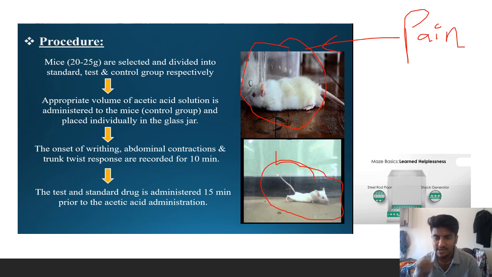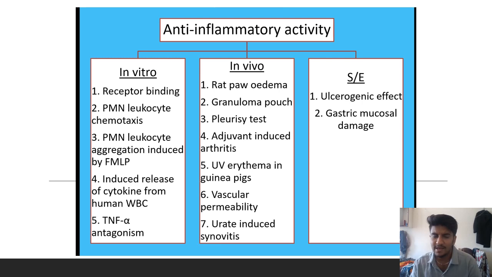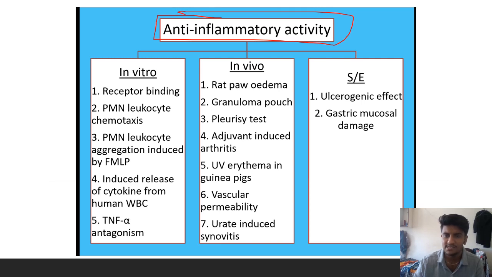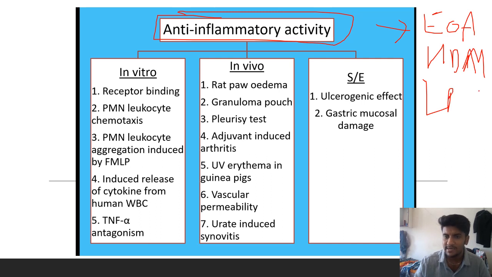One of the chemicals is induced in the mucosal serosa of the rat, and then it shows writhing like this. This is called writhing. Then the activity is checked for pain, analgesic activity. Then we have anti-inflammatory activity. There are a lot of asthma conditions, and for that we have egg ovalbumin, EOA, house dust mite, HDM, and LPS, lipopolysaccharides.